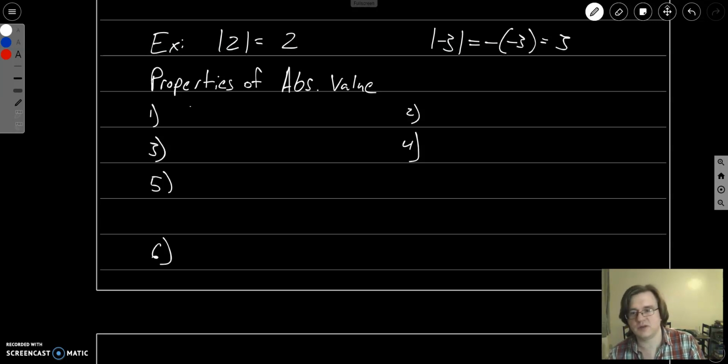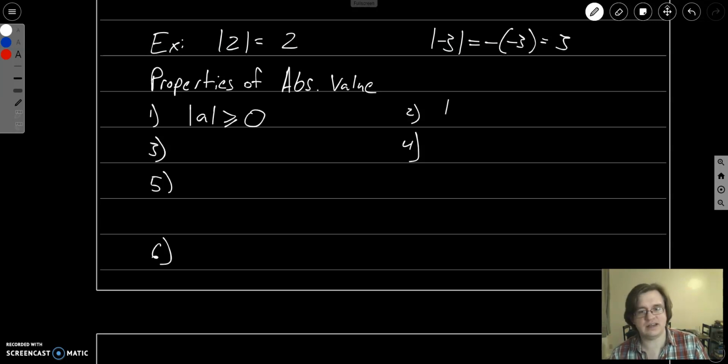So the first property is that when you take the absolute value of a number, it's always going to be greater than or equal to 0. When you take the absolute value of a number, it'll either be positive and greater than 0, or you happen to start with 0 and the absolute value of 0 is just equal to 0.